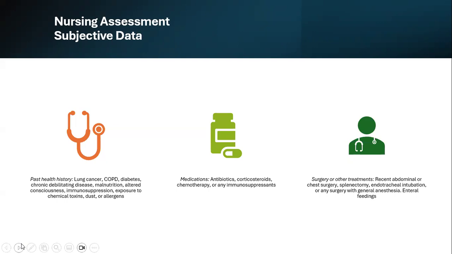The next one, you need to ask about the medication, whether the patient has already taken antibiotics or corticosteroids, chemotherapy, or any immunosuppressants. The last one is surgery or other treatments, whether the patient has had a recent surgery, splenectomy, or maybe intubation, or any surgery with general anesthesia, and also a history of enteral feedings. All of this data is related to the risk factors of pneumonia. That's why it is really important for you to gain the subjective data.